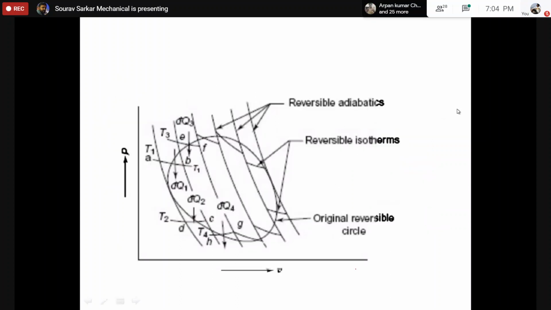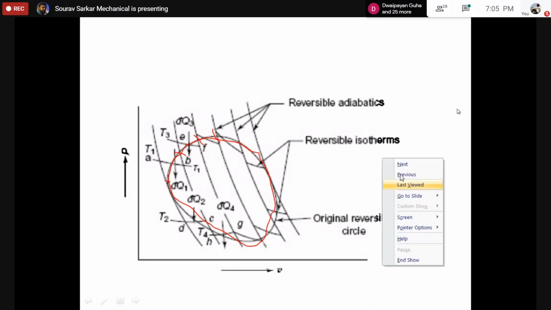Suppose this is the most crucial one. Suppose I have one cyclic process. So this is my cyclic process. This cyclic process can be fragmented into small processes like this, like this, like this. These are my small processes.